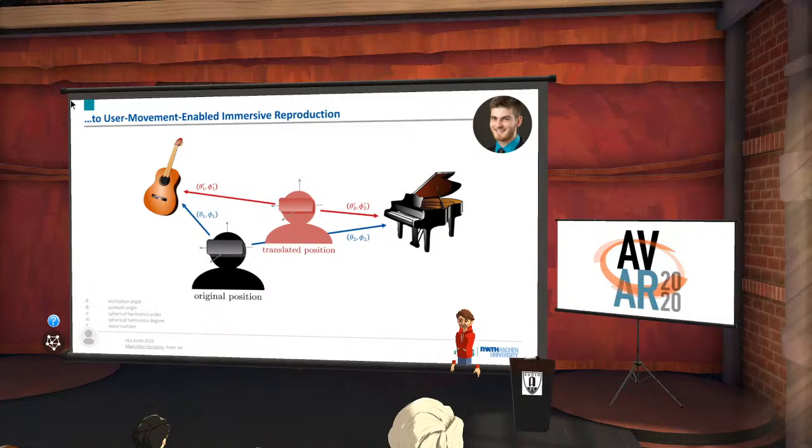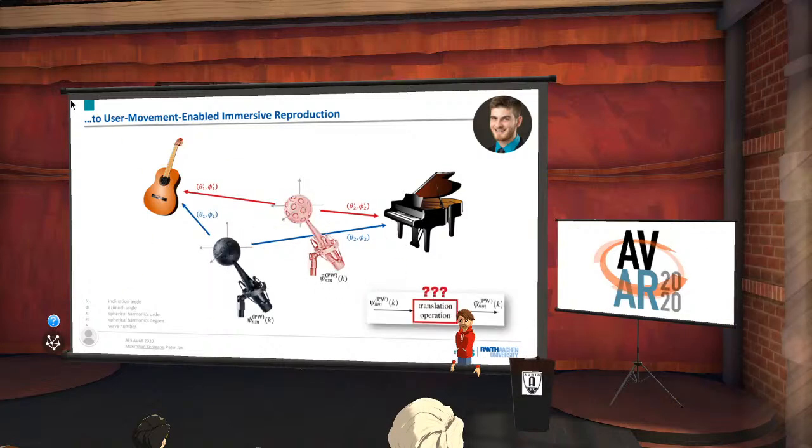And such a system can be called 6 degrees of freedom, or if the translation is limited to a region around the original position, 3 DOF plus. But since we do not have any information on the sound field at the translated position, we only have the original signal phi_nm, we have to think of a clever solution to find a plausible estimate for phi tilde from the given signal phi.